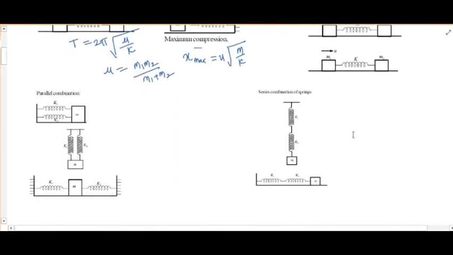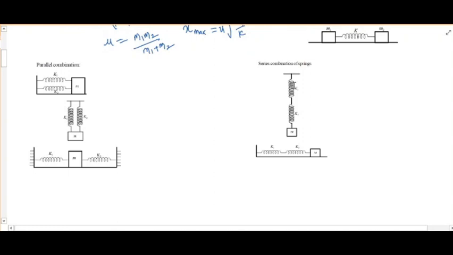Next one, for example, here 2 springs of spring constant k1 and k2. These 2 springs are connected and to the lower end of the combination a mass m is added. This is nothing but the series connection of springs. If the springs are connected like this, this is also a series connection. In this series connection, elongation is different. Here elongation e1, here elongation e2, but tension is the same. Here also T, here also T.